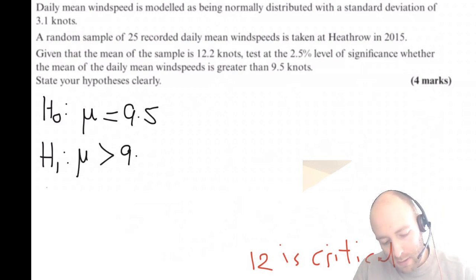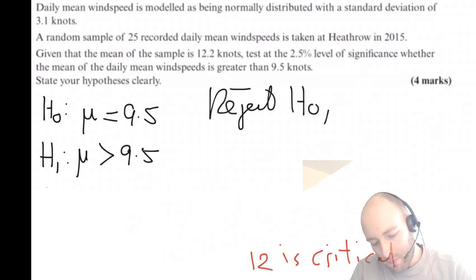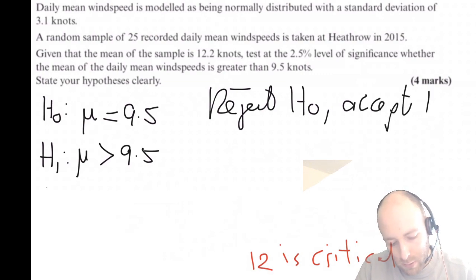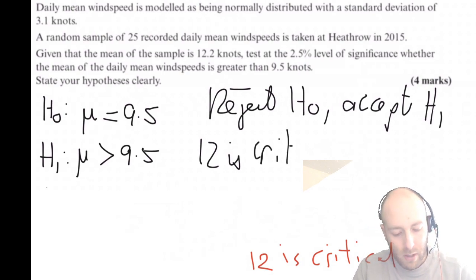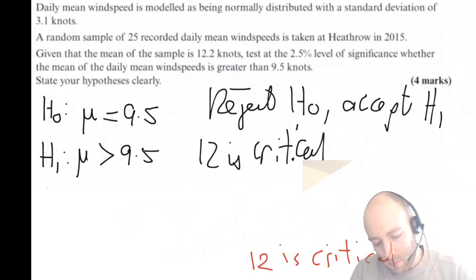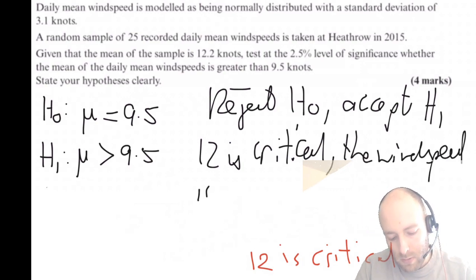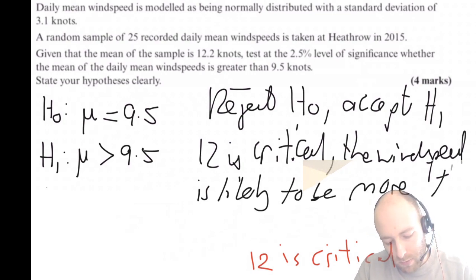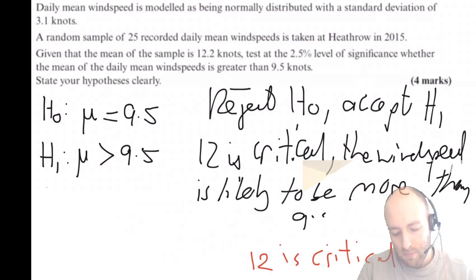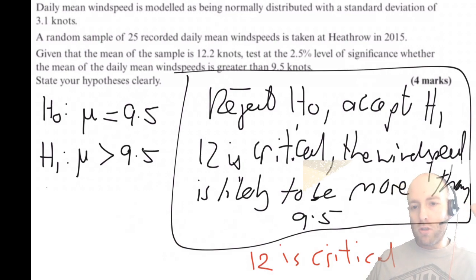So we're going to reject H0, accept H1, 12.2 is critical. So the wind speed is likely to be more than 9.5. Cool. So nice easy one there. Pretty straightforward. All you have to do is literally just the hypothesis test.